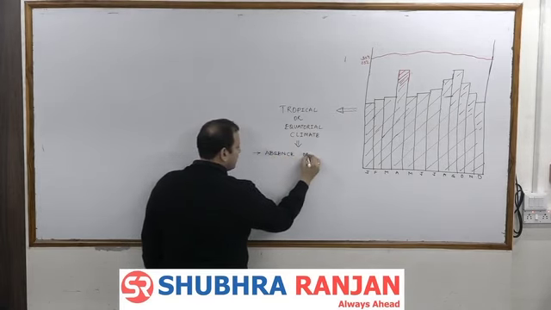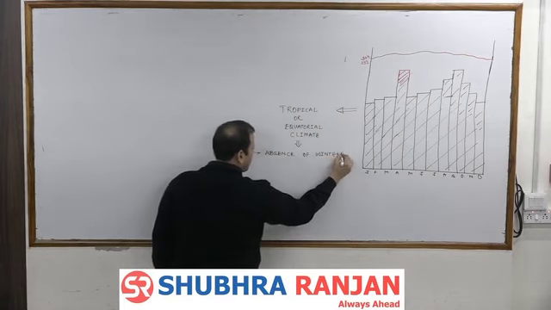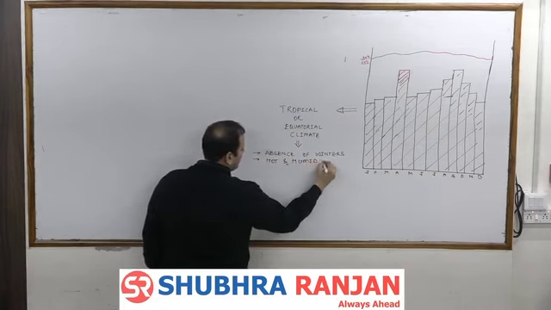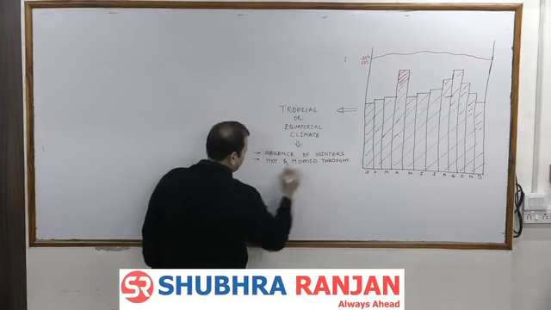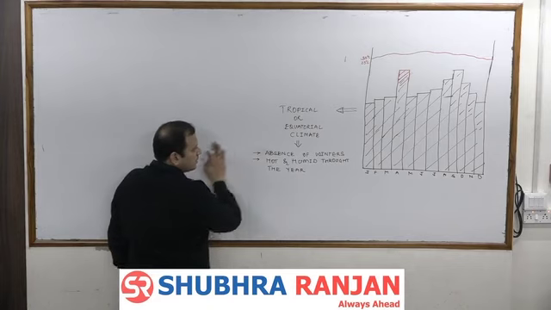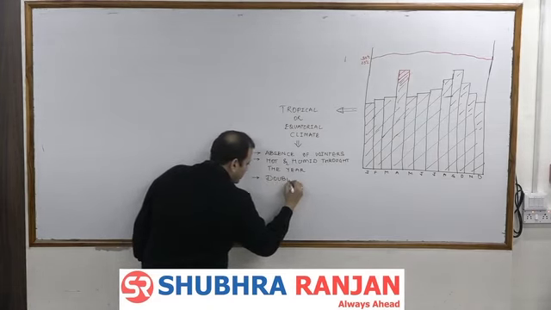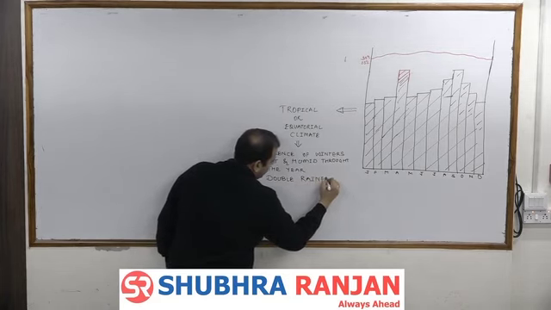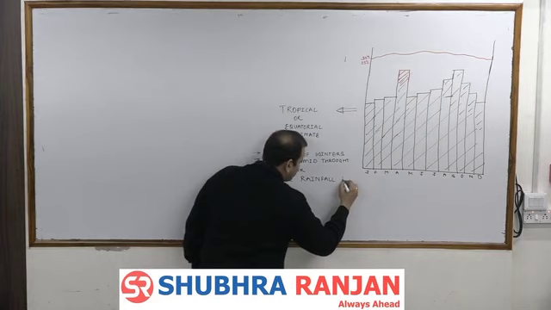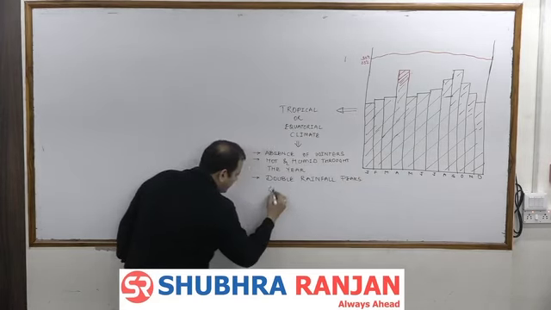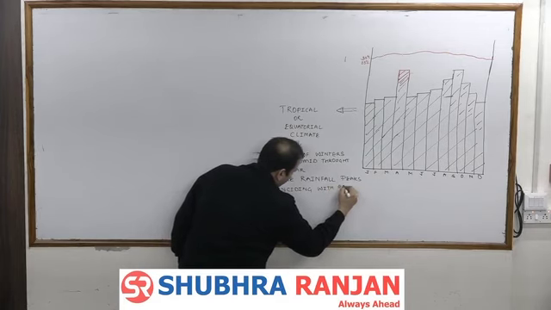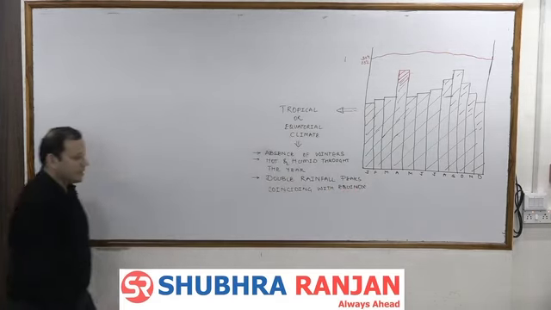So what are the chief characteristics? Absence of winters. Second, hot and humid throughout the year. Third important characteristic. Will you write rainfall or precipitation? Rainfall, because here there will never be snowfall. Double rainfall peaks, coinciding with equinox.